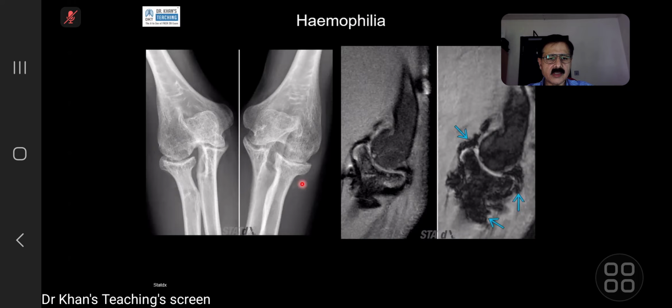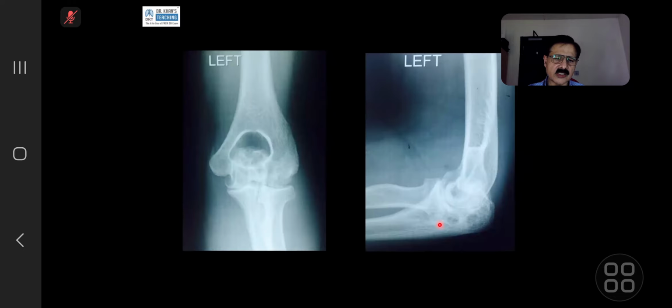Now, a few other examples. This is another one in which a bit of expansion is there, and on a MR, on a gradient echo sequence, there is low signal in keeping with blood. So if they show you an MR, and this is also true for another entity in joints, which is PVNS, pigmented villonodular synovitis. I think the terminology is now changed, but most of the people still use this. You should ask for a gradient echo sequence to pick up hemosiderin, which will cause blooming artifact. And so that is the MR world.